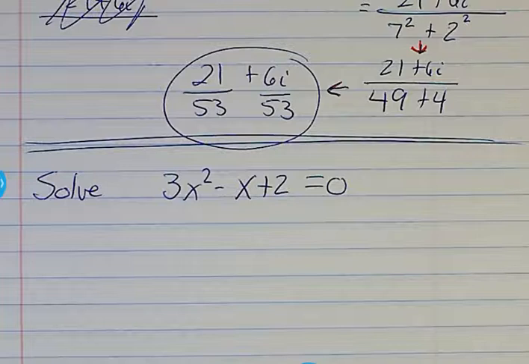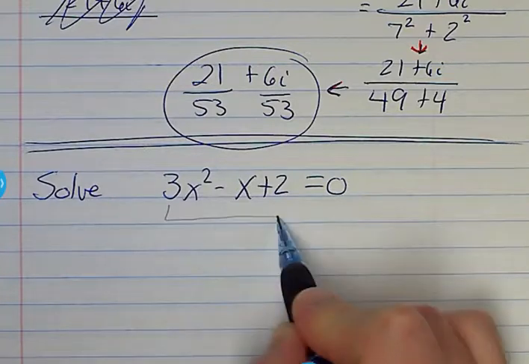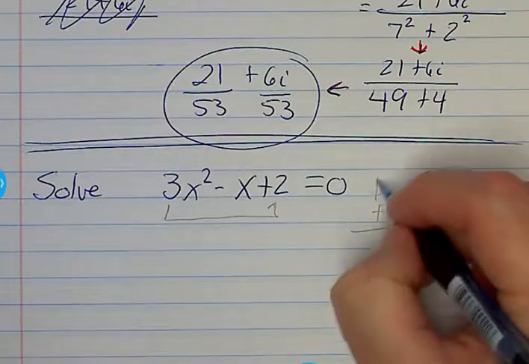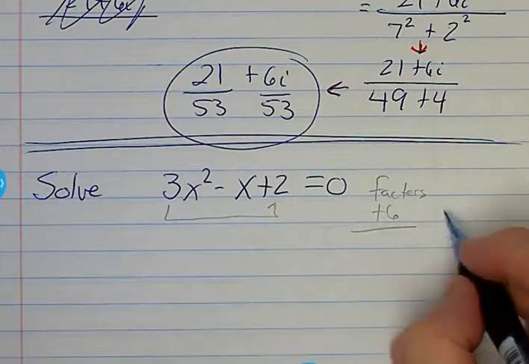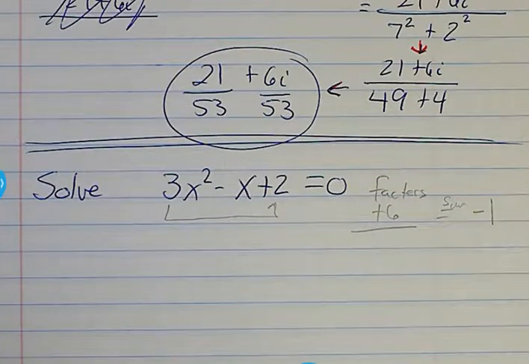Well, let's see what we can do. The first number is not 1, so that means we've got to do the AC method. So if we do 3 times 2, be careful of your signs, that's a positive 6, right? So are there any factors of positive 6 where the sum would add up to be negative 1? Because that's basically a 1 that's in the middle there.